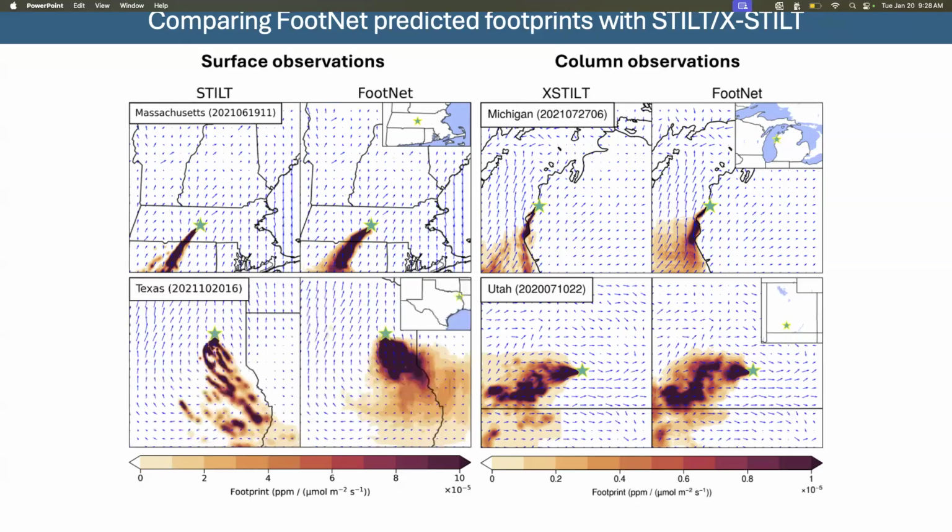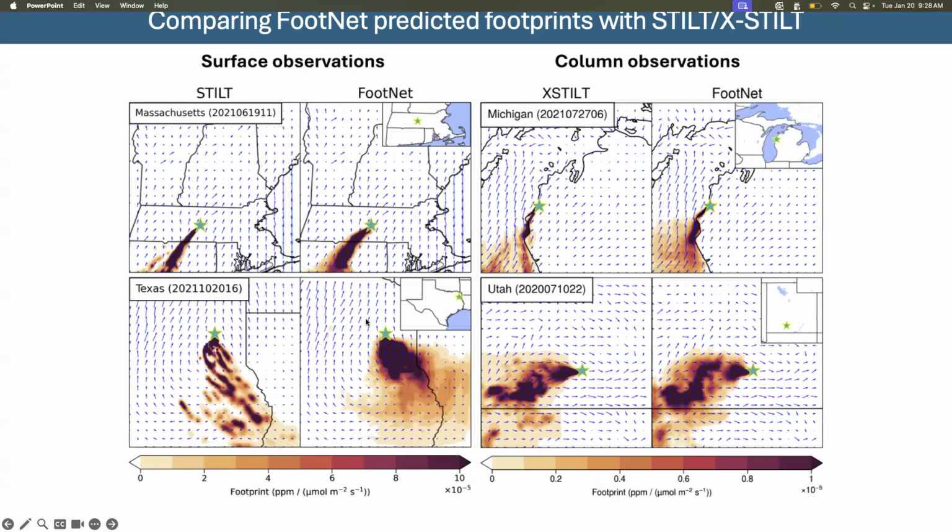And this is another example in Texas, a flat topographical region. However, it's a very interesting example because here we see very sharp boundaries in the STILT footprints, but on the other hand, the FootNet footprint is much smoother. And we have noticed that this has implications, especially in the flux inversions.